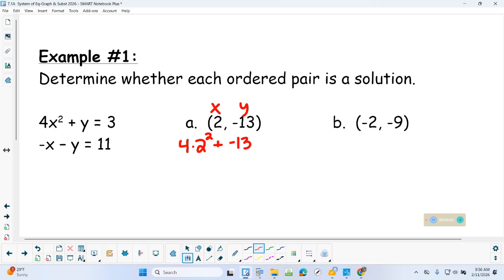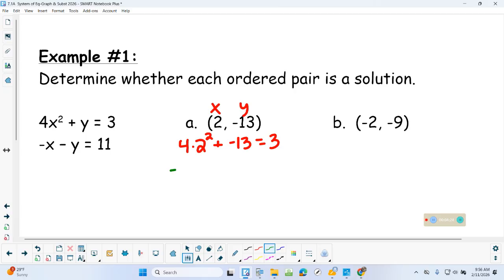Now I'm going to mental math that and see if I get 3. Order of operations, exponents first: 2 squared is 4, times 4 is 16. 16 plus -13 does equal 3. I'm winning. Now if it didn't equal 3, I'd say not a solution. I'd go to the next problem. I'd be done. But I've got to make sure it works in both equations.